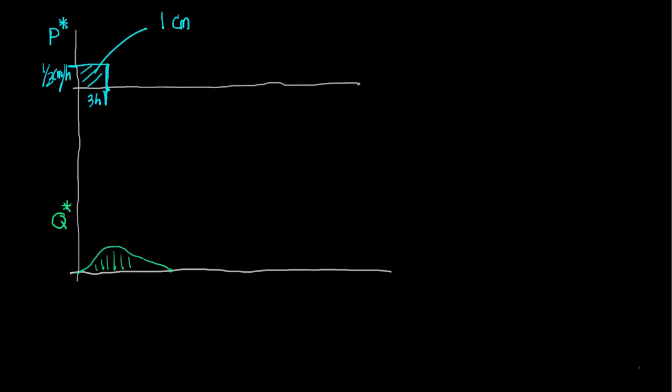It represents the response of the stream to an input on the watershed of 1 unit, in this case 1 centimeter of excess precipitation that occurred during a specified time unit, in this case 3 hours. Now let's see what it means to say that the unit hydrograph is scalable.